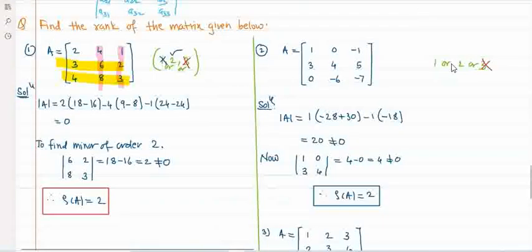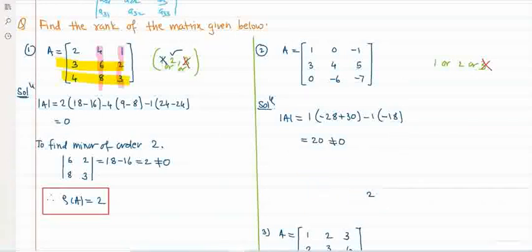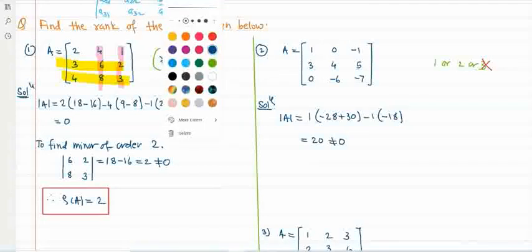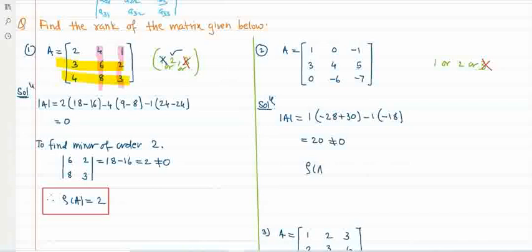Second example, the rank is 3. Yes. So it is non-singular. Sorry, it is non-singular. That's why here only you have to conclude rank of A is 3, because you are getting determinant not equal to 0. So non-singular, therefore rank of A is equal to 3. Sorry for your inconvenience. So correct it.